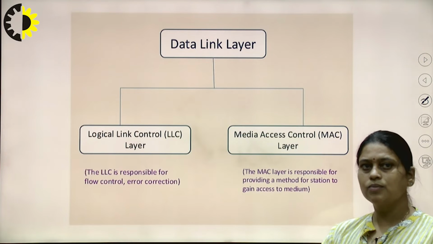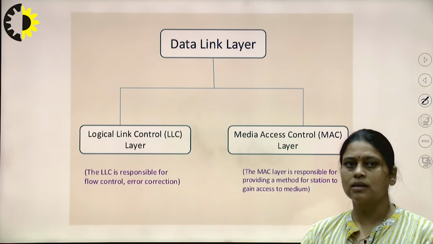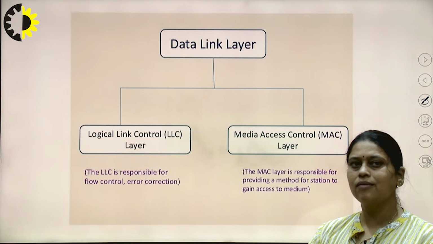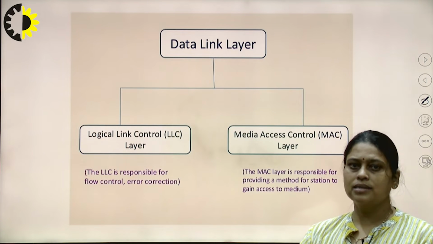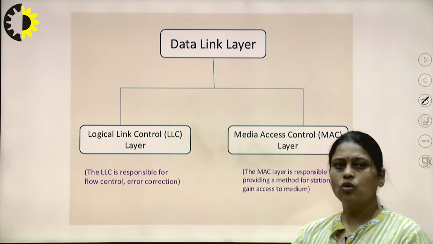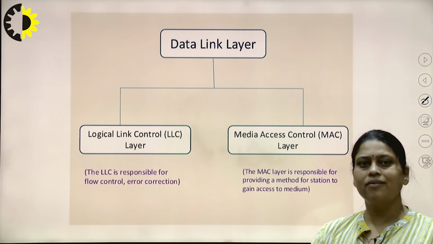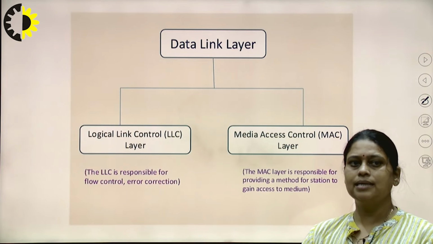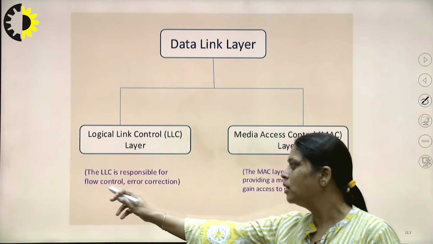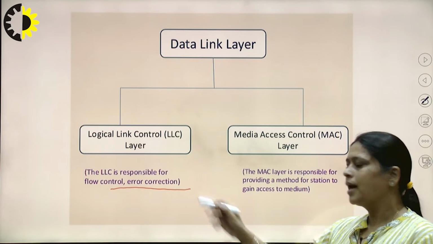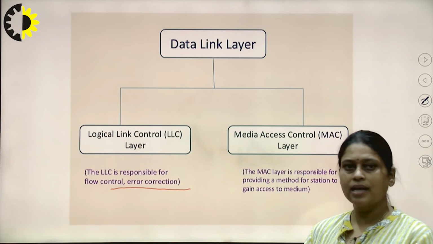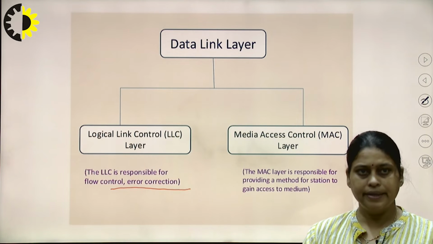Now, the data link layer is basically divided into two sub-layers. The first sub-layer is the logical link control or LLC, and the second sub-layer of the DLL is the media access control or MAC. Both sub-layers have distinct functionality. The logical link control layer is responsible for framing, flow control and error correction. I will discuss the LLC as well as the media access control layer in detail.